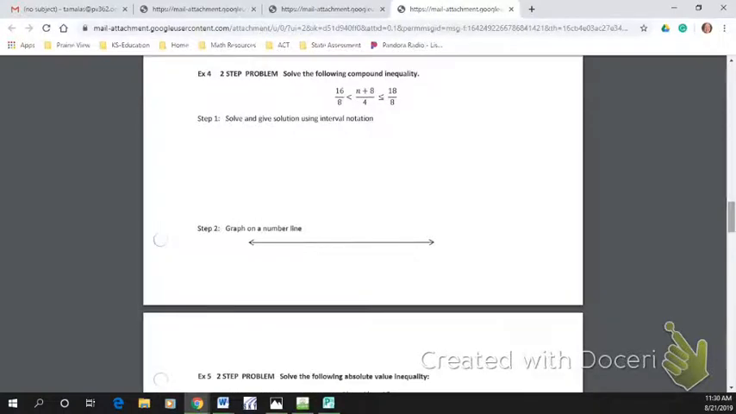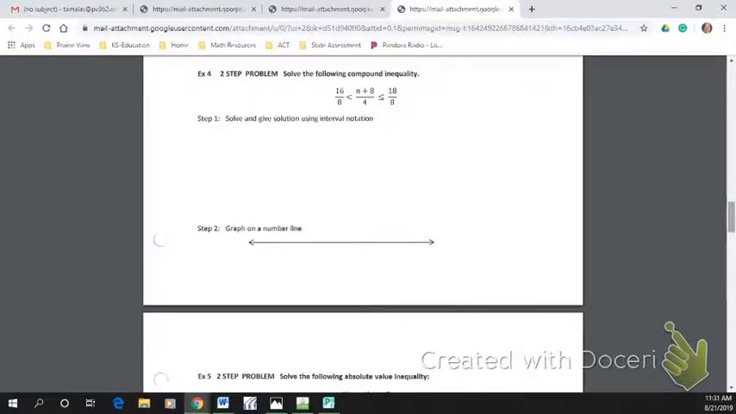All right, example 4. Notice this is a 2-step problem. What do you think? It says compound. It's telling you, why is this one compound? There's 2 inequalities. Do you think it's an and or an or? This is actually a shortcut way of writing one of the 2. Do you know which one it is?